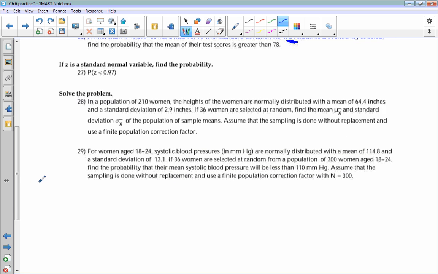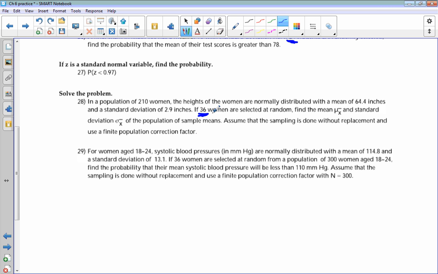Number 28 and 29 are very, very similar as well. We want to find out, and this goes back to the central limit theorem, it says that the population of 210 women, the heights of women are normally distributed, has a mean of 64.4 inches and a standard deviation of 2.9 inches. If 36 women are randomly selected, find the mean of the samples and the standard deviation of the population of sample means. Assume that the sampling is done without replacement and use a finite population correction factor.